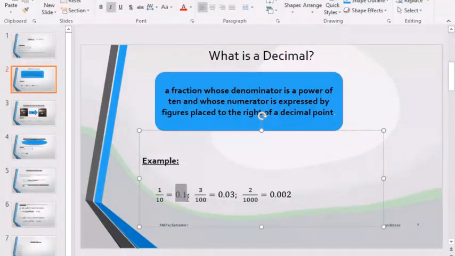0.1, which is equivalent to 1 upon 10, 0.03, which is equivalent to 3 upon 100, and 0.002, which is equivalent to 2 upon 1,000.